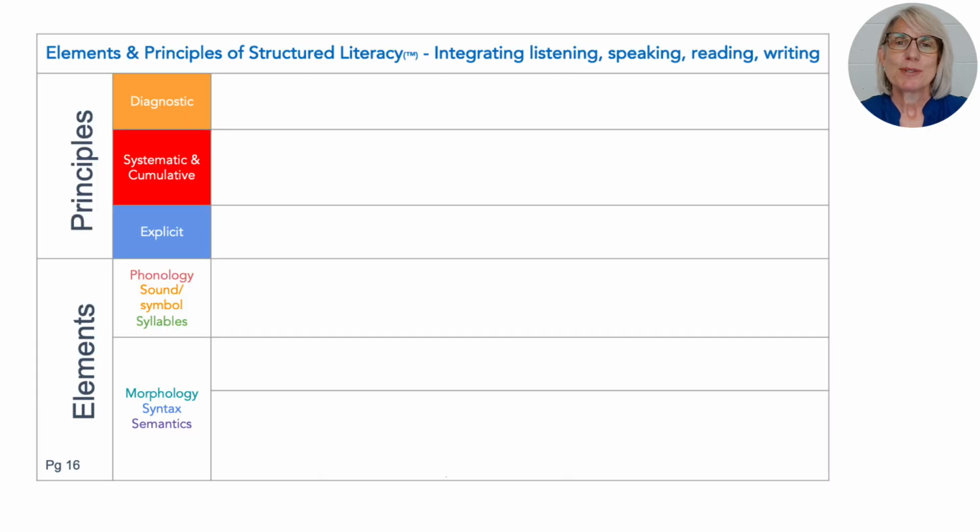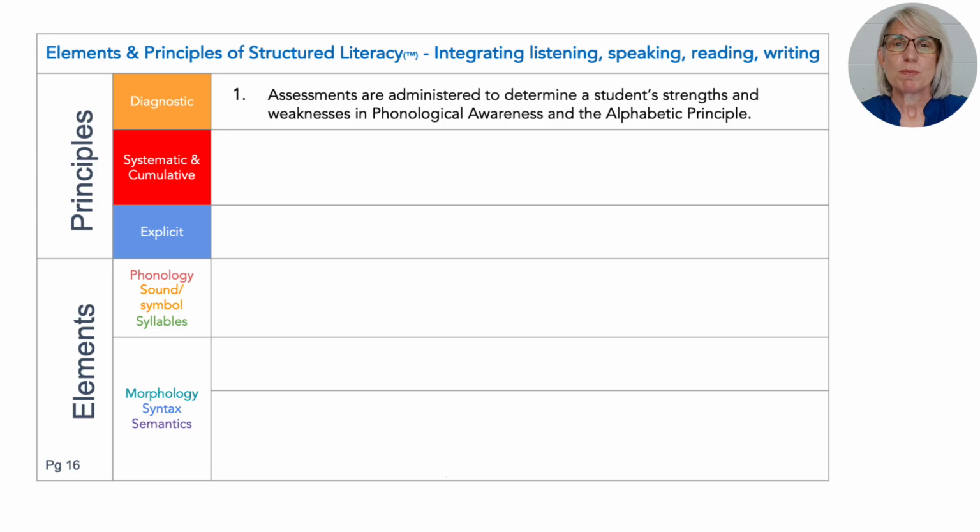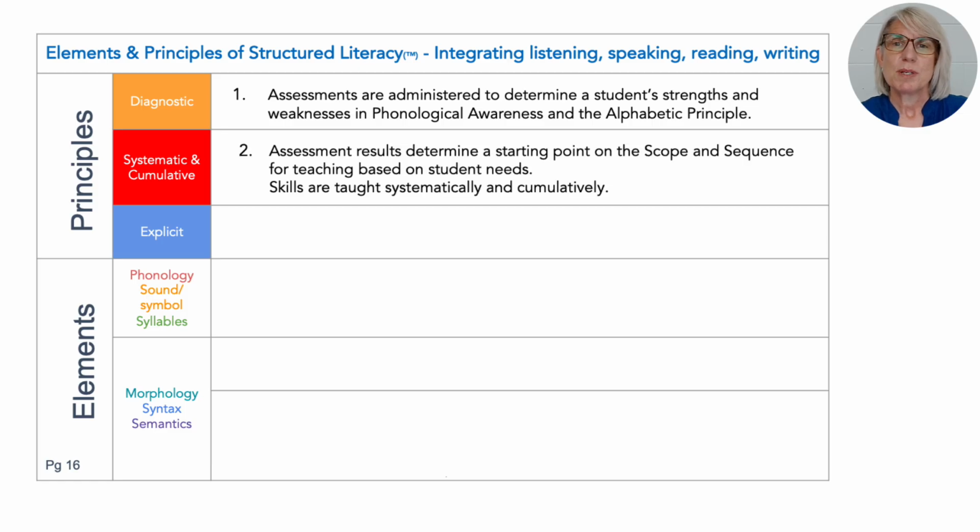This table shows how the principles and elements of structured literacy connect directly to classroom practice. Within a structured literacy approach, we integrate listening, speaking, reading, and writing. Assessments are administered to determine a student's strengths and weaknesses in phonological awareness and the alphabetic principle. This information determines the appropriate starting point on the scope and sequence based on student needs.